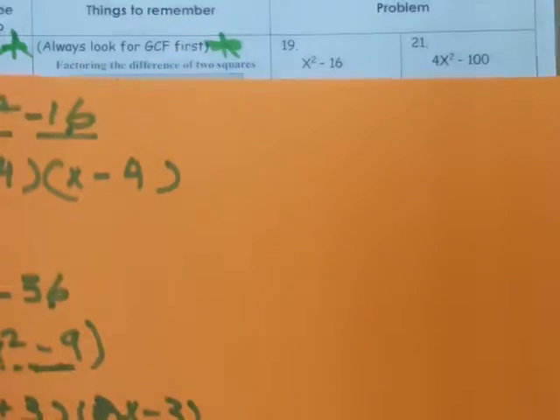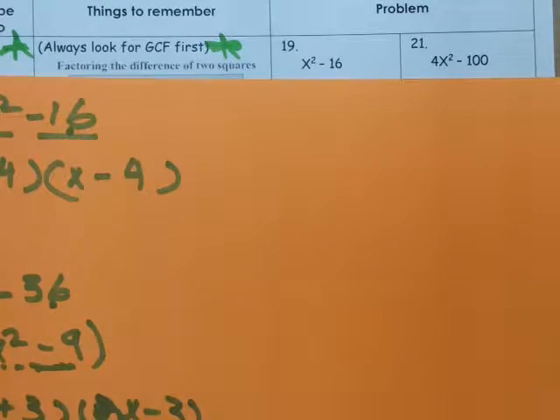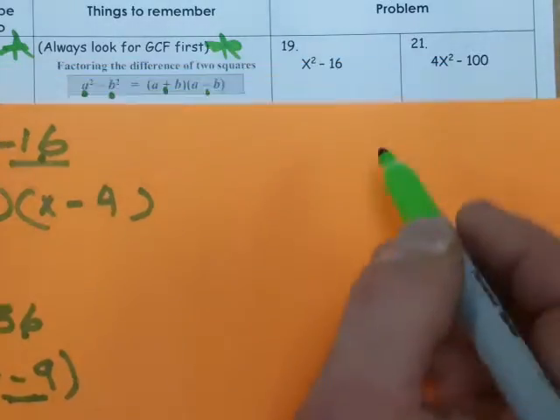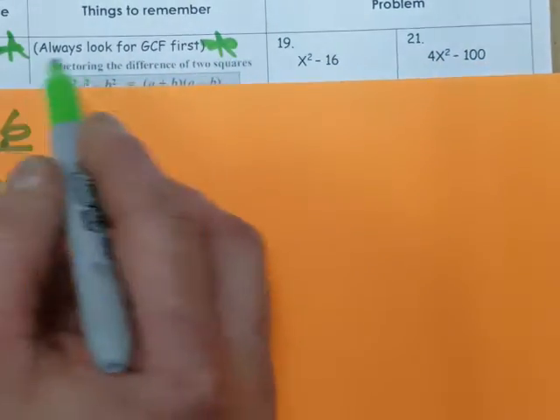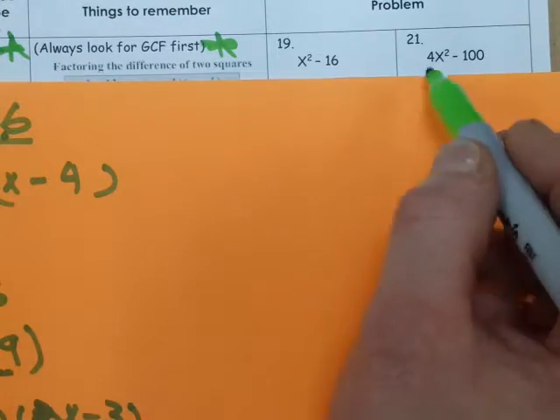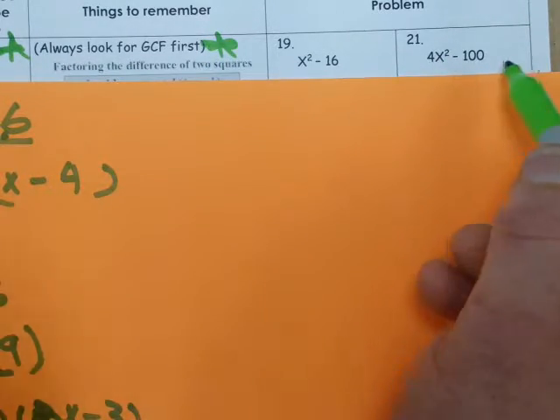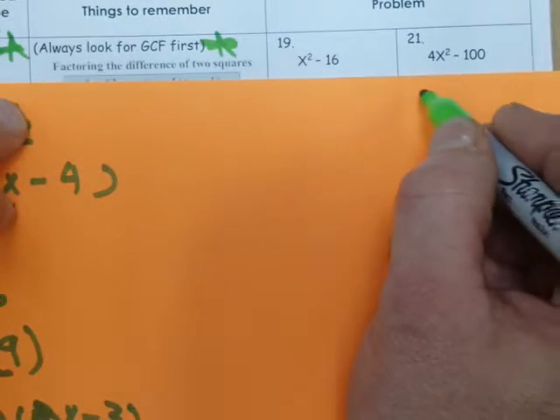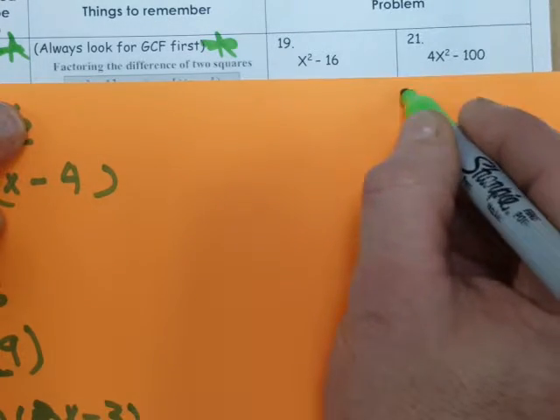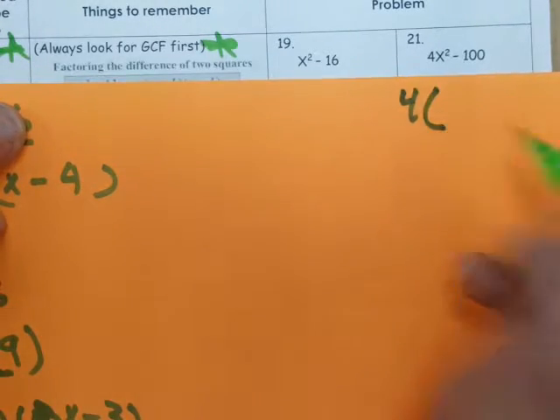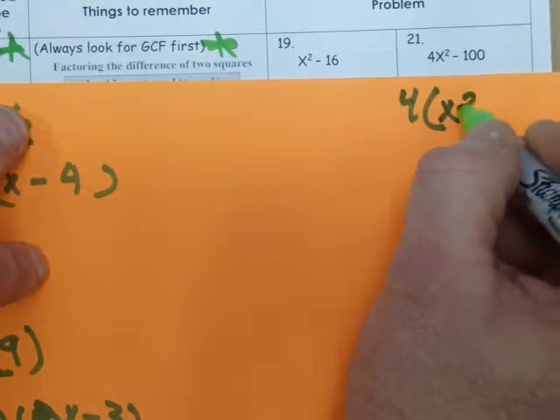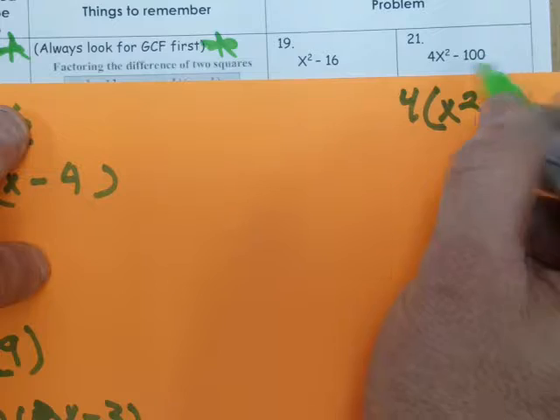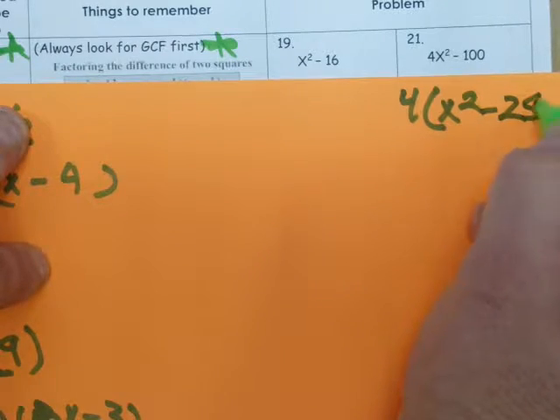Okay, so number 21 is about the same. We've got 4x squared minus 100. Again, we need to look for a GCF. Between 4x squared and negative 100, we can divide 4 from both of those terms. So 4 is going to come out front. Divide it from the first term, you're left with x squared. Divide 4 from the second term, you're left with minus 25.